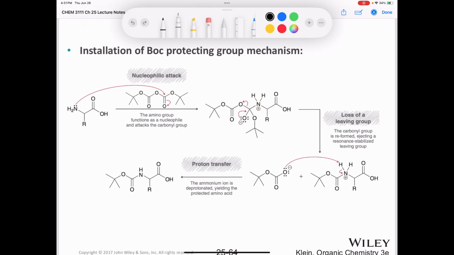And so again, the mechanism of the Boc installation of the Boc protecting group is shown here. I'm even going to write on this slide. I'll just put this here as an FYI. I will not be quizzing you on this mechanism.